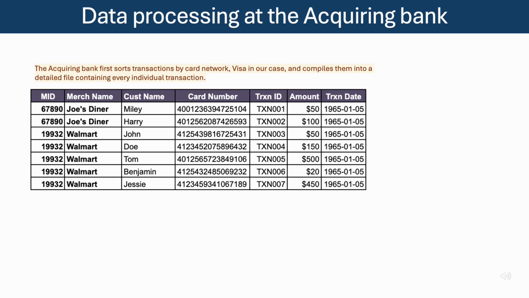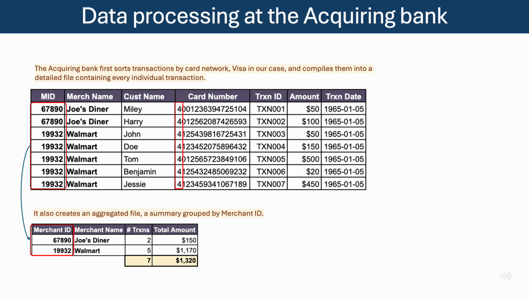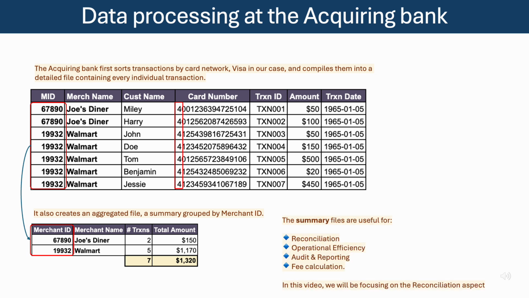The acquiring bank first sorts transactions by card network, Visa in our case, and compiles them into a detailed file containing every individual transaction. It also creates an aggregated file, a summary grouped by merchant ID. This summary is key for reconciliation. Just like you'd double count a bundle of cash to avoid mistakes, reconciling millions of transactions helps ensure accuracy. One small error could take hours to track down. As we walk through the payment flow, we'll highlight the key reconciliation checks at each stage.